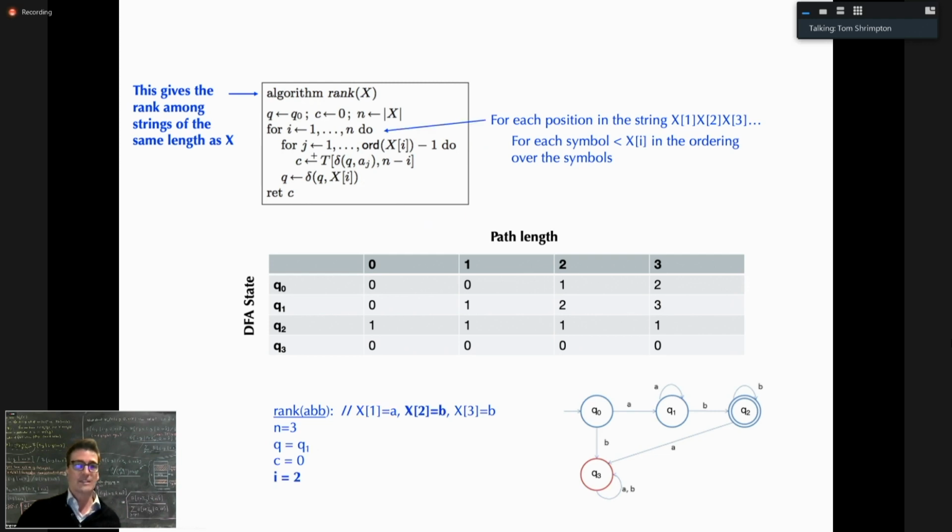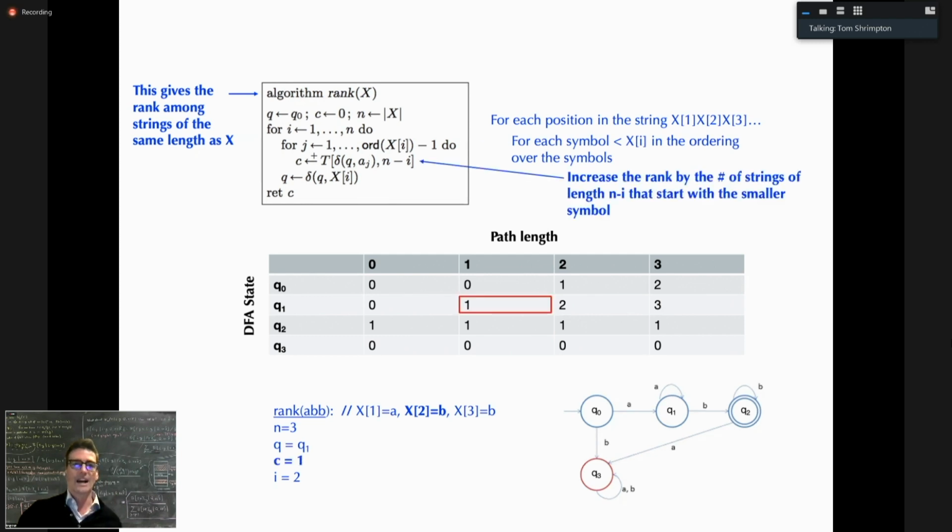And now we just repeat this loop. So we move to the next character. Next character is a B, okay? For each symbol in the ordering over symbols that's less than B, well, there's one of those and that's A, I drop into this loop and I pull out of my pre-computed table here. I'm going to increase the rank of my string by the number of strings of length one less, since we've already consumed the first character, that start with a smaller symbol. And we looked that up in the table.